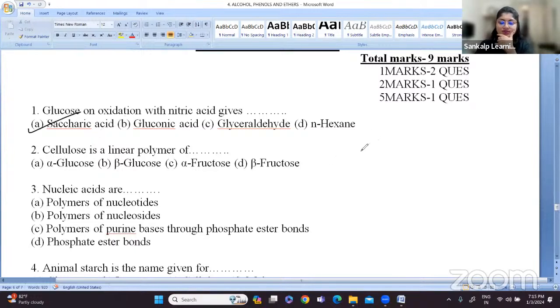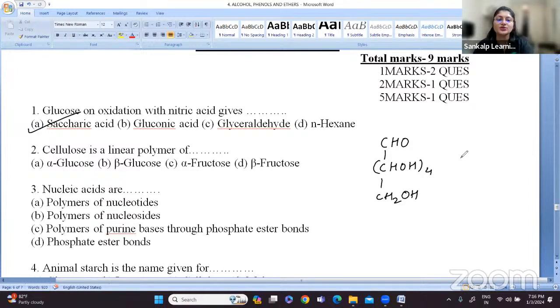So how is the glucose structure, students? I'll write CHO, then CHOH four times, and then CH2OH.